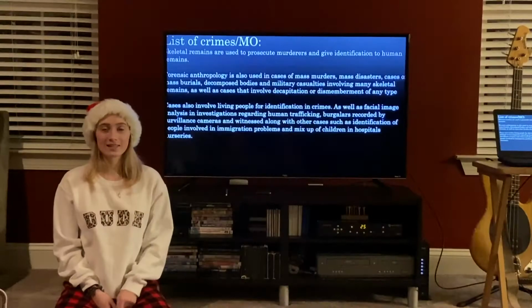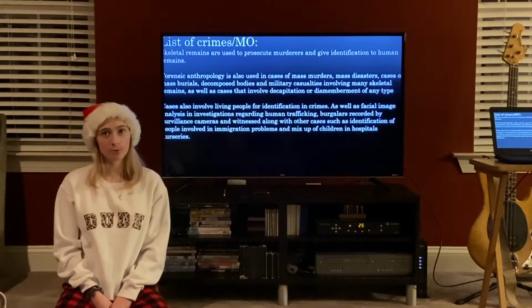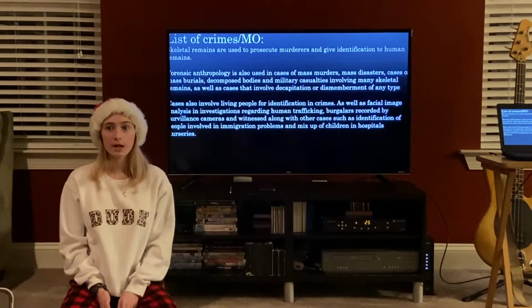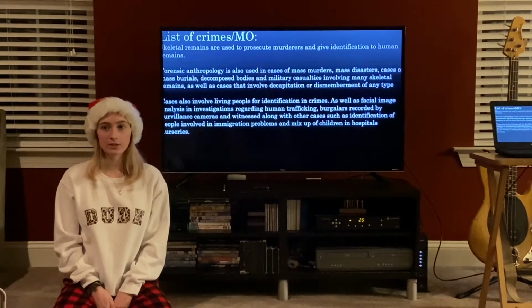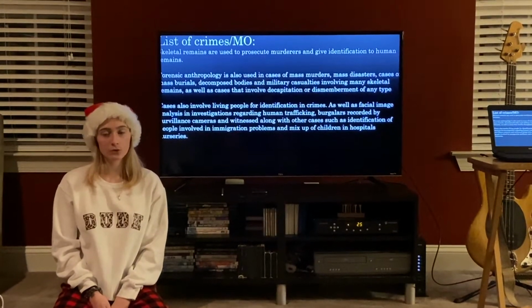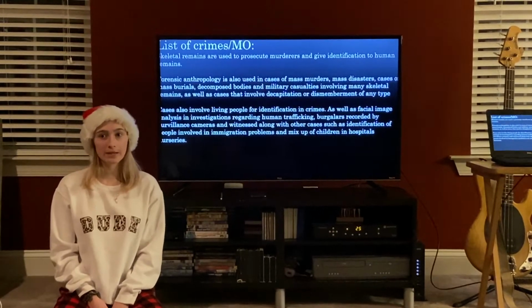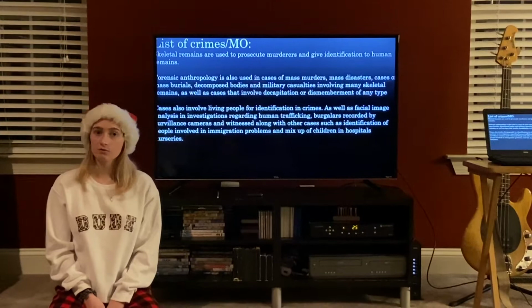List of crimes/MO. Skeletal remains are used to prosecute murderers given the information the bones reveal. Forensic anthropology is used in cases of mass murders, mass disasters, mass burials, decomposed bodies, military casualties involving many skeletal remains, as well as dismemberment of all types. Skeletal remains can also be used for living identification and are excellent for facial analysis.